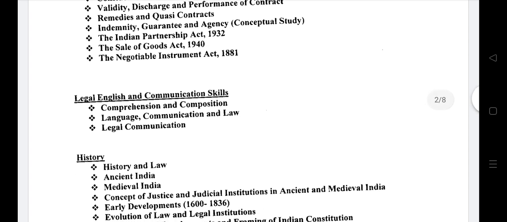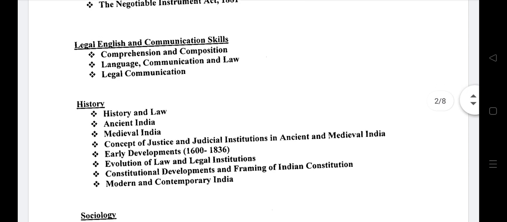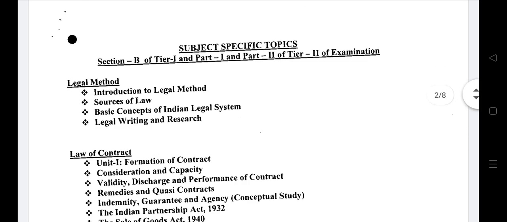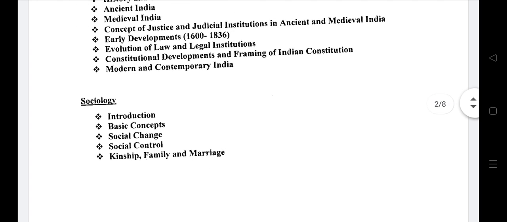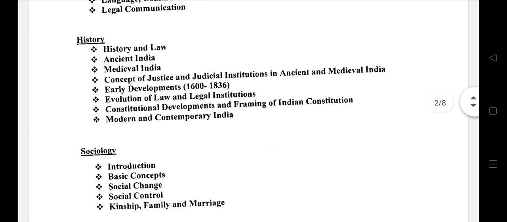Now coming to legal English and communication skills, for that you have to prepare comprehension and composition, language communication and law, and legal communication. Now this is the syllabus for both Tier 1 section B and part 1 and part 2 of Tier 2. So you have to prepare history, sociology and all these, the syllabus for Tier 2 exam, right?